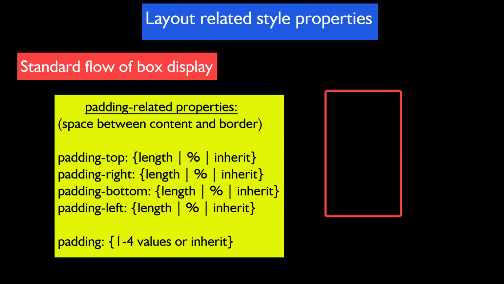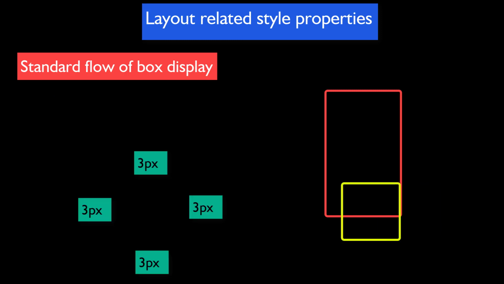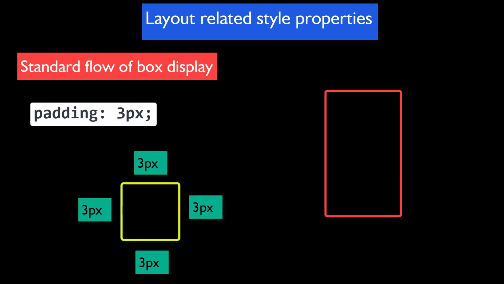Padding-related properties. Padding is space between the content and the inside of its border. You can specify padding on each side, or you can use a shorthand. You can say padding top, padding right, or padding bottom, or padding left, and in each case specify a length or percentage or inherit. Or you can just say padding and specify 1, 2, 3, or 4 values, or inherit. If one value is specified, it's applied to all 4 sides. If 2 values are specified, the top and the bottom are set to the first, and the left and the right are set to the second.